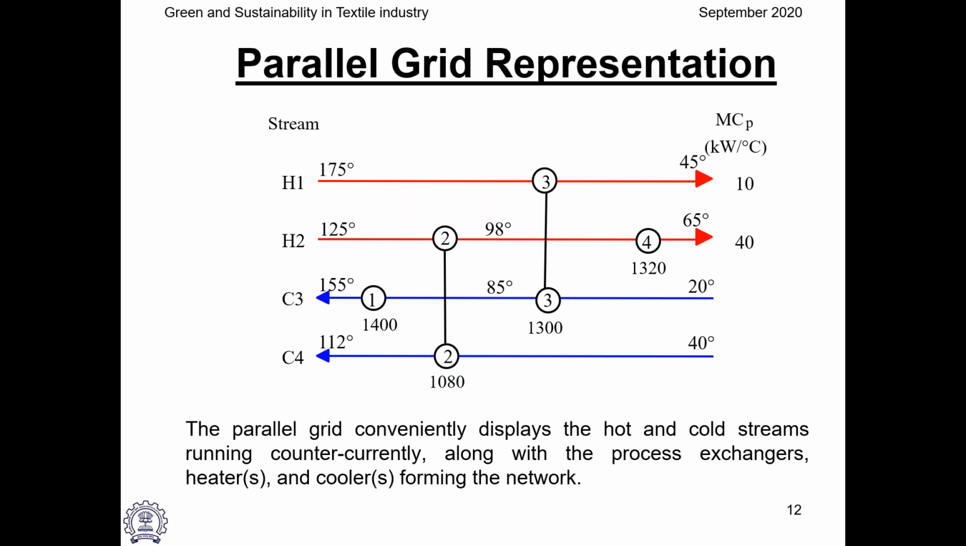Let's look at C3. There are 2 exchangers. Duties are 1400 and 1300. Total duty is 2700. Temperature change is 155 minus 20, which is 135. 2700 divided by 135. How much is that? You can use the calculator on your mobile phone as well.